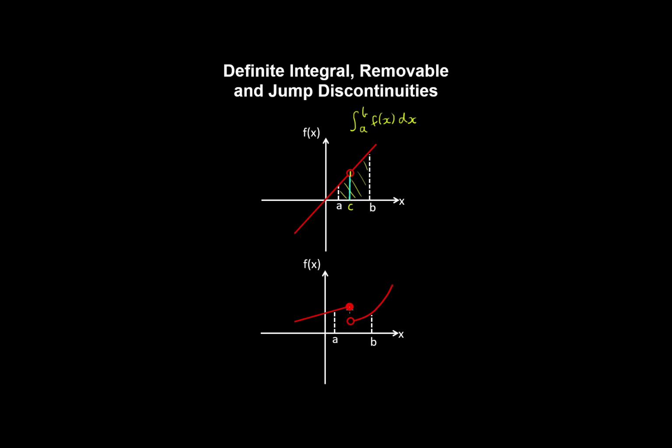Now with a jump discontinuity, we can evaluate the integral piecewise to find the area under each curve to both sides of the discontinuity. So we can integrate from a to c first, then we can add the area from c to b. So to obtain that, we'll integrate from c to b.